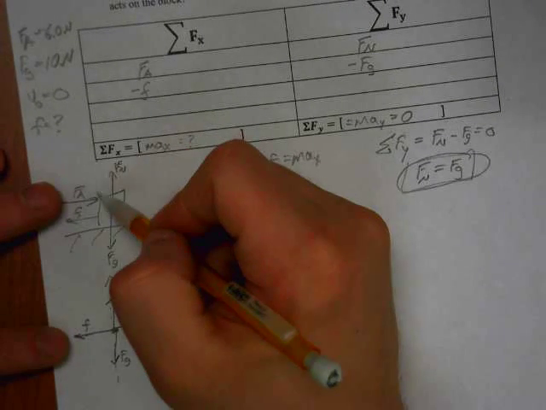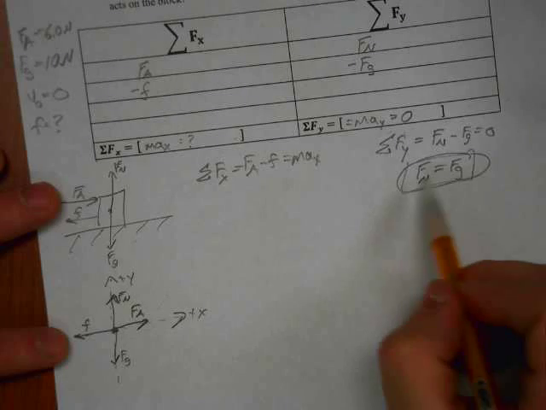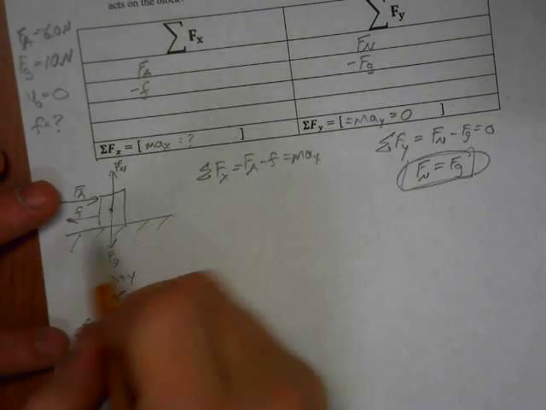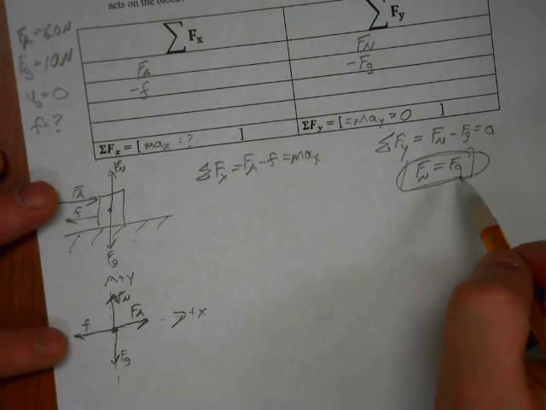If I were to have a force coming down at an angle or something, the normal force would not equal the force of gravity. It would be increased. But in this case, it is true.